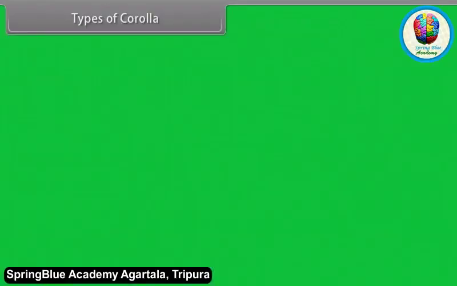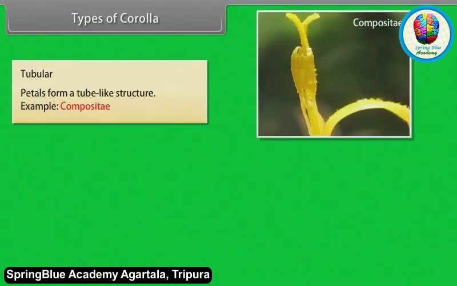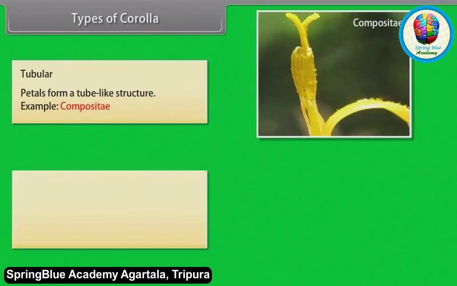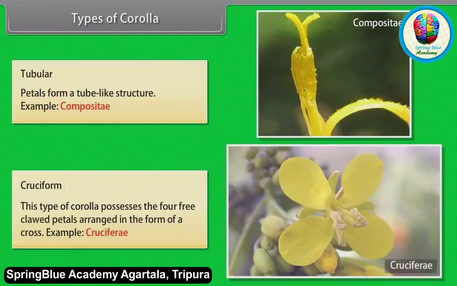Types of corolla. Tubular. Petals form a tube-like structure. Example, compositae. Cruciform. This type of corolla possesses four free petals arranged in the form of a cross. Example, cruciferae.